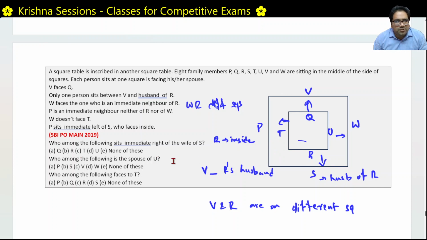Who among the following is the spouse of U? W is the spouse. Who among the following faces T? Who faces T? P.